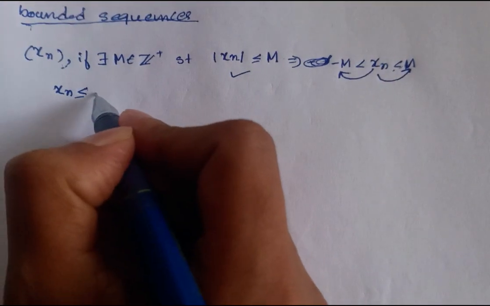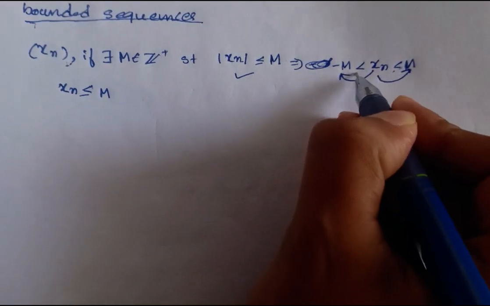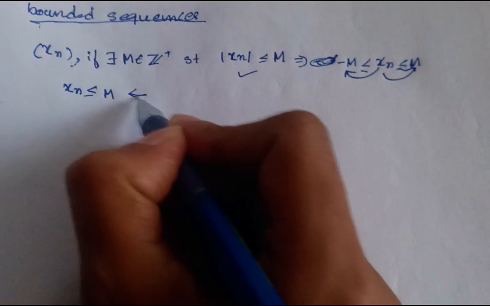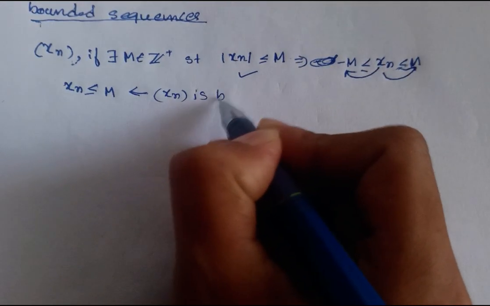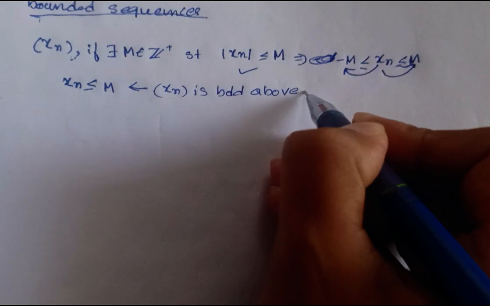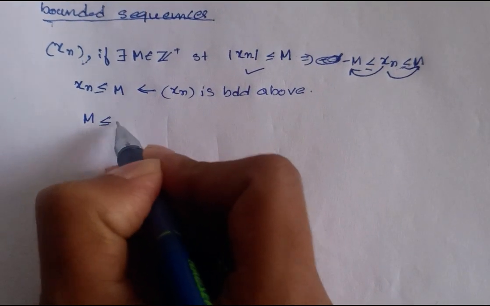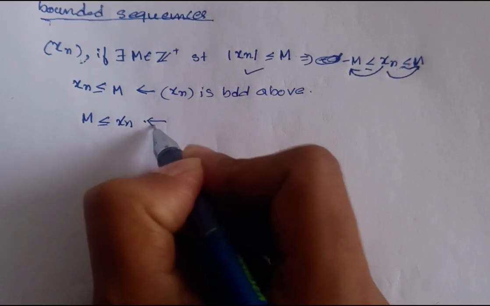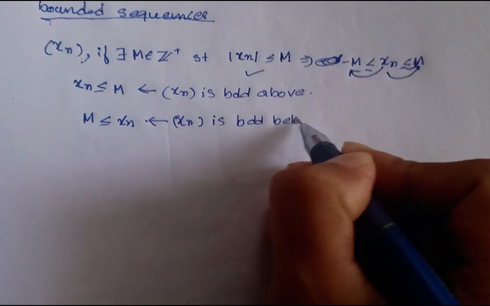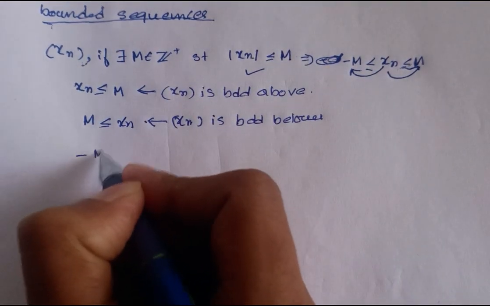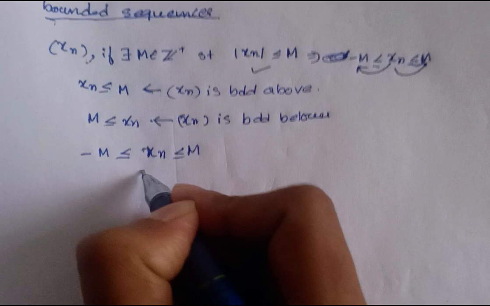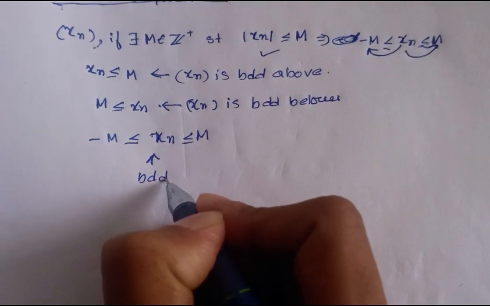Suppose xn is less than or equal to m, then we say that xn is bounded above and not necessarily bounded below. If xn is greater than or equal to minus m, then we say that xn is bounded below. And in the case when both of these happen simultaneously, then we say that xn is bounded.